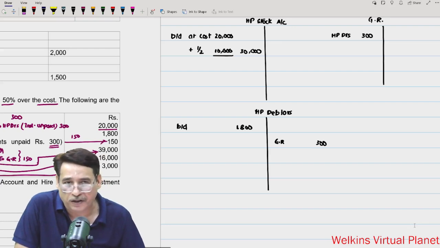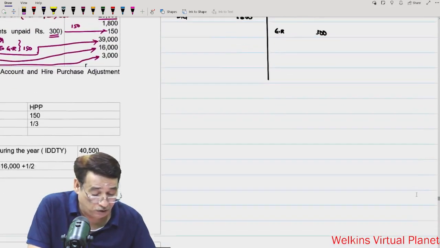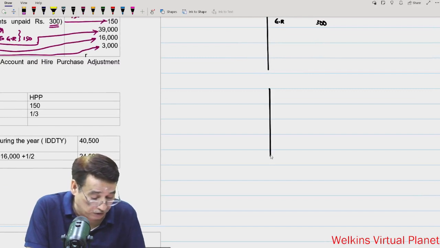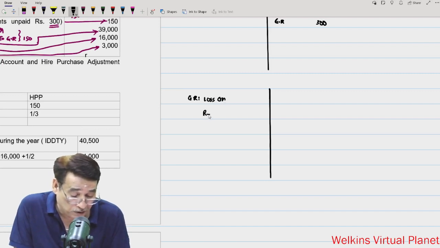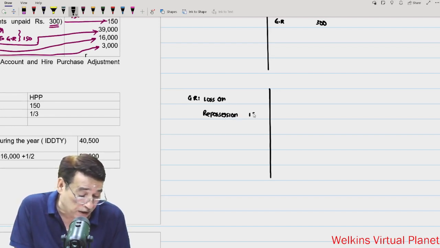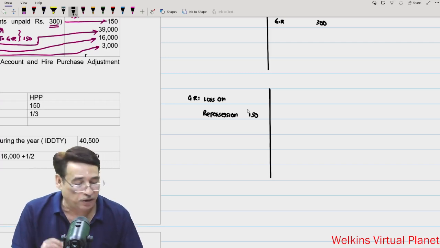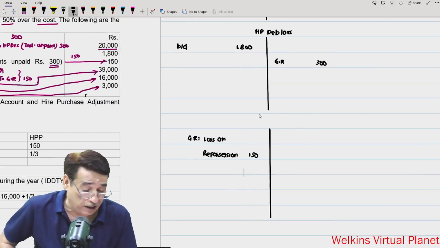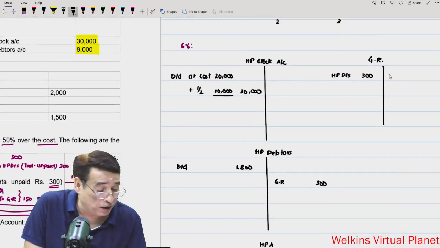When I prepare the hire purchase adjustment account, I will write goods repossessed, loss on repossession. Your loss on repossession is 300 minus 150, that is equal to 150. 300 was the amount due and you estimated it only for 150. So that is why you incurred a loss of 150. Because on the debit side of the hire purchase adjustment account you have written goods repossessed, in the goods repossessed account you are going to write towards the credit side by hire purchase adjustment account 150.